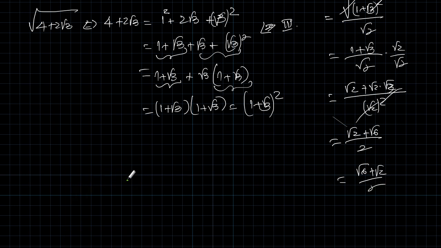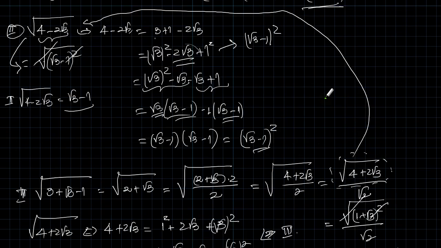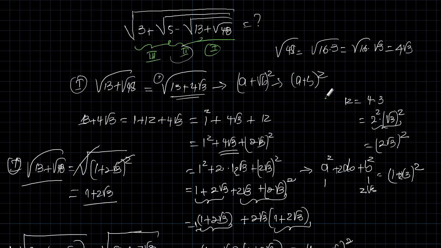So guys, our solution is this, okay? So the solution is this. It means that for this exercise, solving this, we get the answer square root of 6 plus square root of 2 over 2.